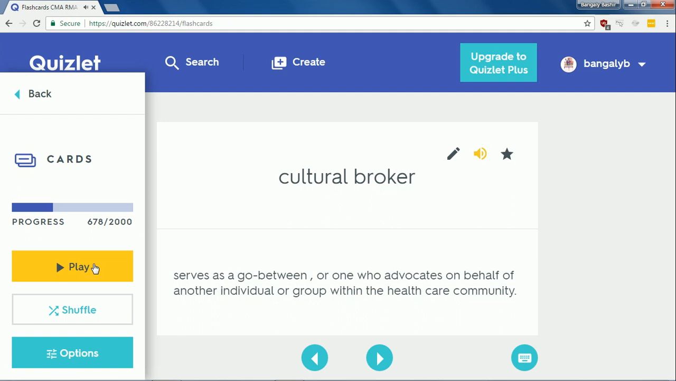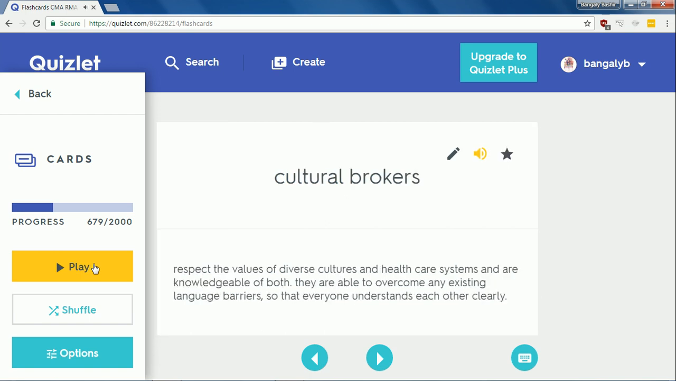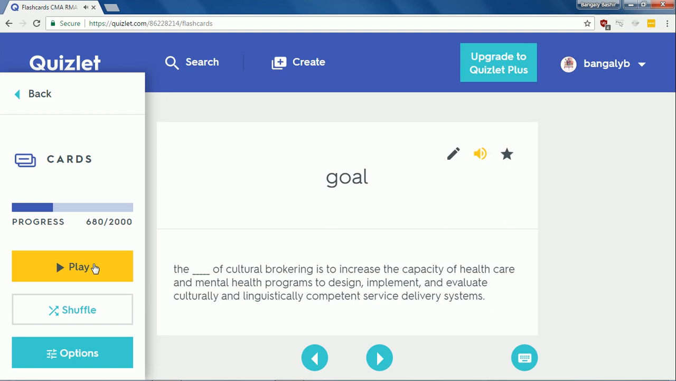Cultural broker serves as a go-between or one who advocates on behalf of another individual or group within the healthcare community. Cultural brokers respect the values of diverse cultures and healthcare systems and are knowledgeable of both. They are able to overcome any existing language barriers so that everyone understands each other clearly. Goal. The blank of cultural brokering is to increase the capacity of healthcare and mental health programs to design, implement, and evaluate culturally and linguistically competent service delivery systems.